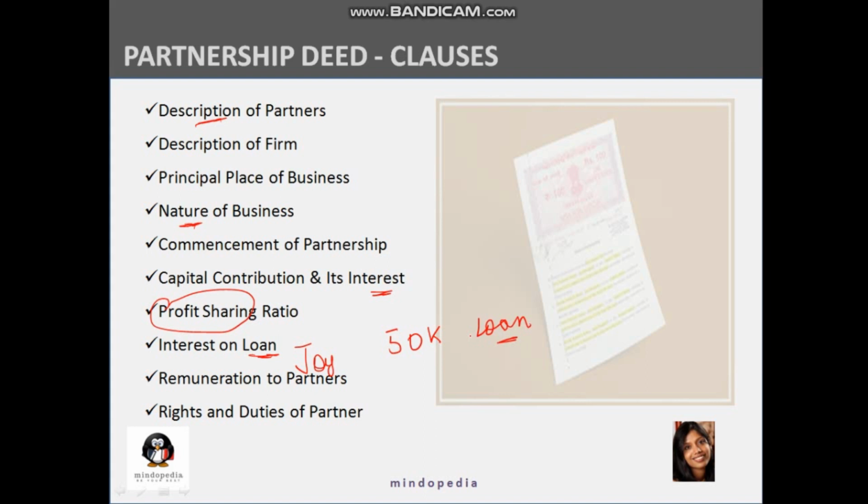अगर कोई नया पार्टनर आ रहा है, if one partner wants to retire, सारे डिसीजन should be made on the majority decisions. Suppose if there are 3 partners, 2 partners जो बोलेंगे that should be decided upon. So these are the things that are included as clauses in our partnership deed.